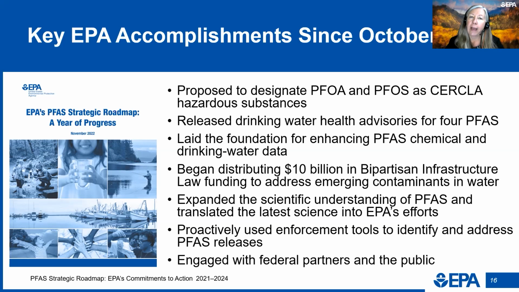In addition to highlighting the actions we've taken, our one-year progress report also identifies a series of upcoming priority actions for 2023, including proposing a national drinking water standard, taking final action on the proposed CERCLA designation, continuing to improve chemical data and safety, restricting upstream PFAS discharges to waterways, addressing PFAS in biosolids, and engaging with communities like we're doing here tonight. I'll be covering each of these upcoming actions in a few moments. Next slide, please.